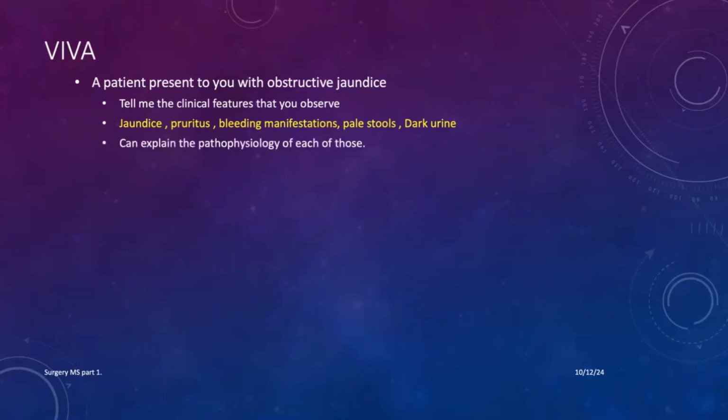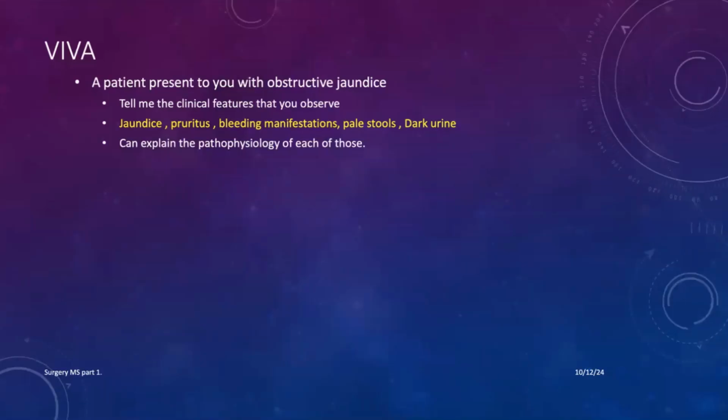Right. Can you explain the pathophysiology of each of those? How does the patient get jaundice? How does he get pruritus? Why does he get bleeding manifestations? Yeah, the outflow obstruction of the bile leads to increased blood bilirubin levels. Yes. That leads to the yellow discoloration of the sclera, mucous membranes and other places, which leads to jaundice. Okay.